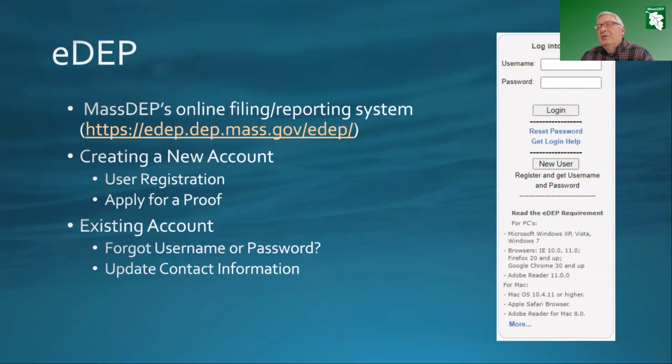To apply for an account, you would go to the EDEP login page, which the URL is here. You can also just Google MassDEP, and it'll bring you right to the login page. On the login page, you have the opportunity to enter a username and password and log in, or down below, you will see on the right, there's a new user button. You use that to set up a new account. You also have the opportunities to reset your password if you've lost your password, or get login help if you forget your username or other login problems.